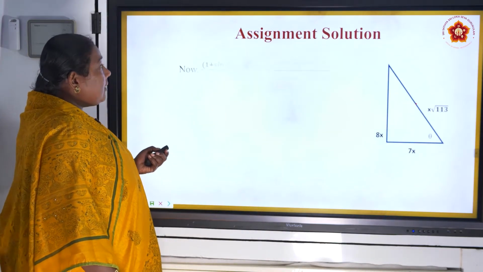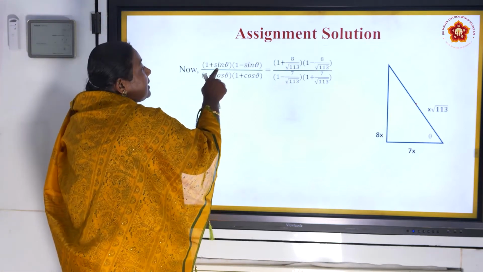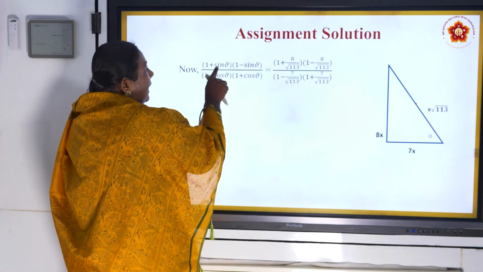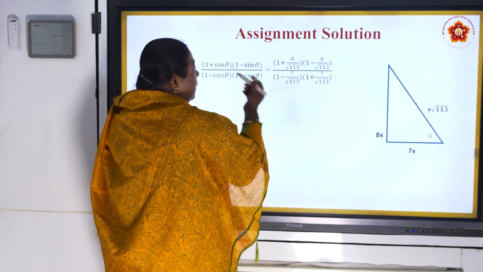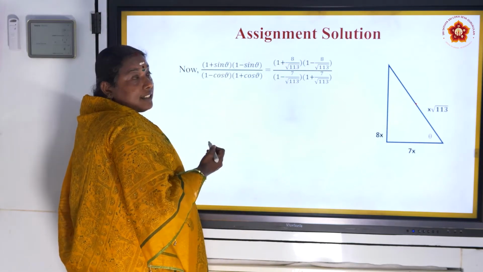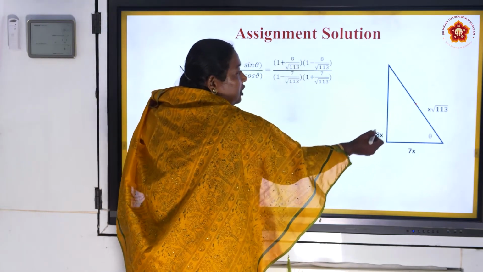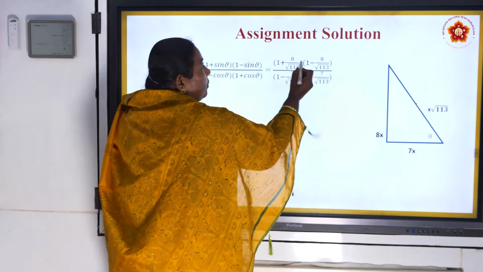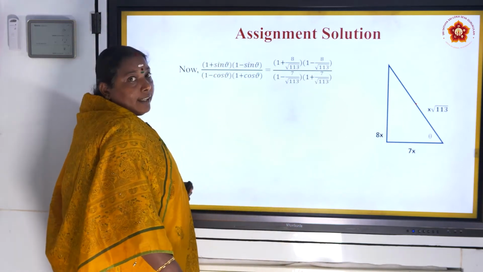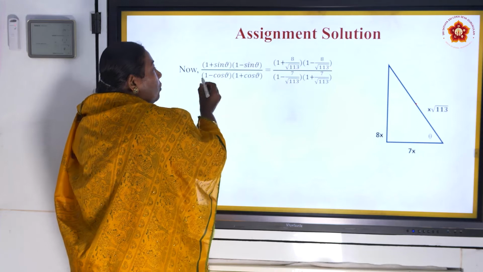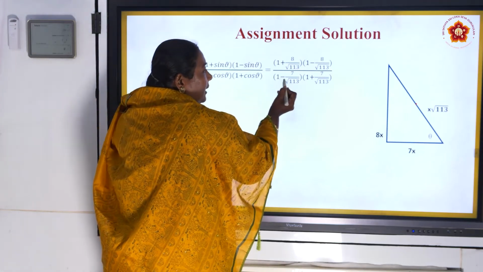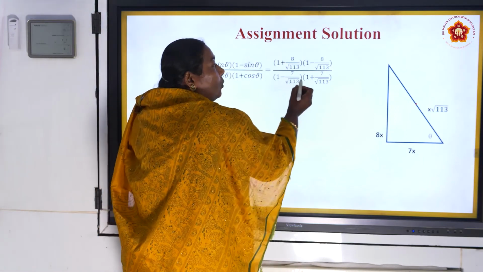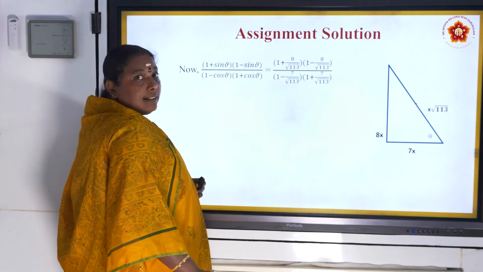What I want here, I don't have to prove, I have to bring the answer. 1 plus sine theta, 1 minus sine theta. Just now I got the answer for sine theta as opposite by hypotenuse, 8 by root of 113. Here 1 minus 8 by root of 113. Next, 1 minus cos theta, that means 1 minus 7 by root of 113. 1 plus cos theta, 1 plus 7 by root of 113.